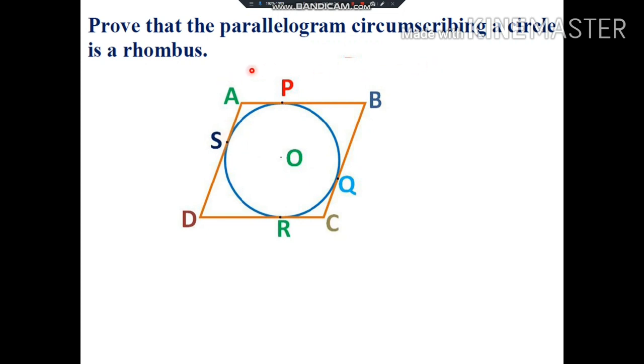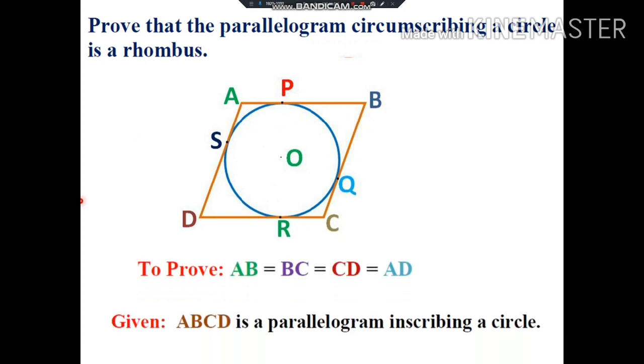Dear children, what you have to prove? We have to prove this ABCD is a rhombus. What do you mean by rhombus, children? Already I have said that all the sides are equal. So dear children, we have to prove that AB is equal to BC and BC is equal to DC and DC is equal to AD. That means all the sides are equal. We need to prove all the sides of this quadrilateral, that is parallelogram, are equal. If you prove this, then you will be proving ABCD is a rhombus.